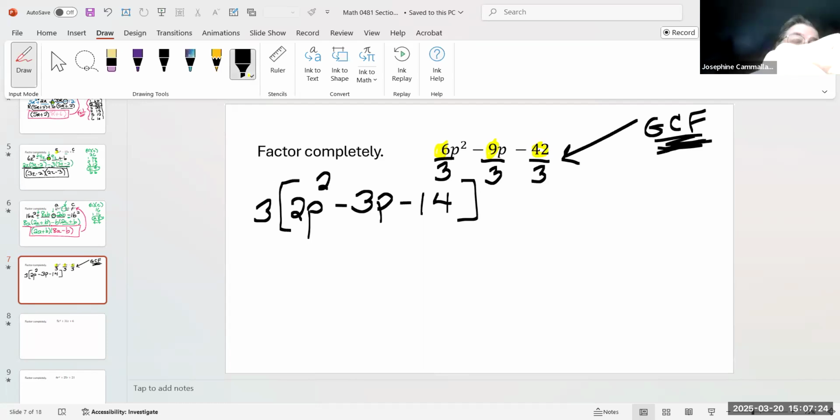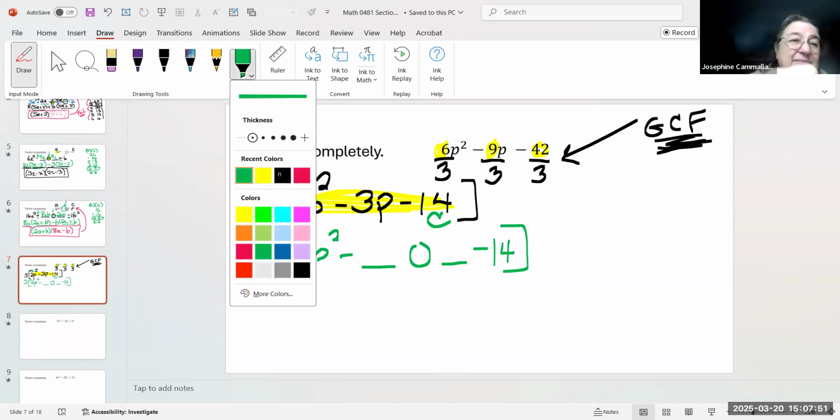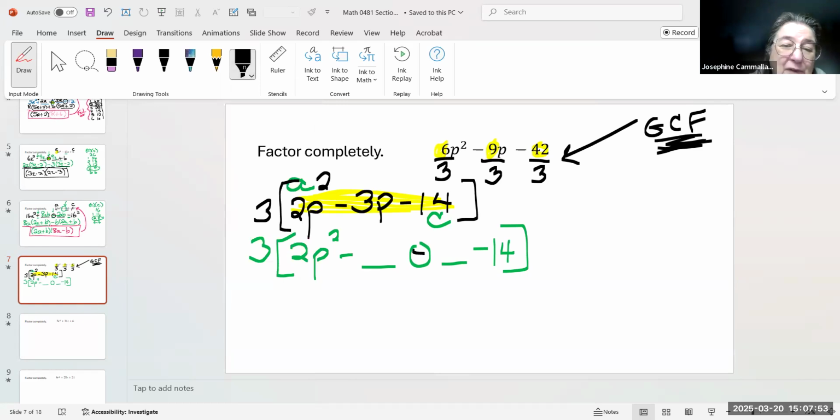Now, this is what I'm factoring. This is my A. This is my C. So I have 3. Now this is 2p squared minus blank, circle blank, minus 14. Hopefully you know this is positive.